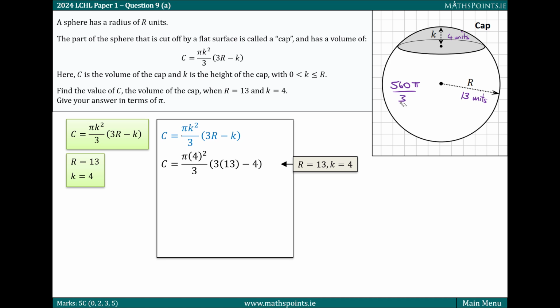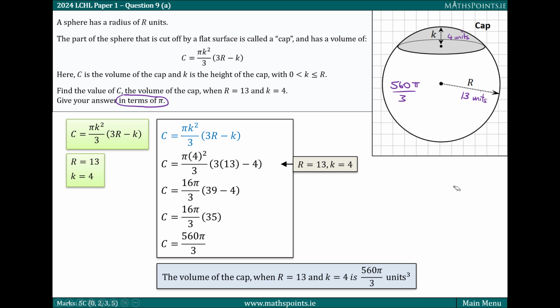But if you were to do a little bit of it manually, first 3 by 13 is 39, and then 39 minus 4 is 35, and 35 by 16 is 560. Make sure to leave the pi in the answer. Always go back and read the question again. This question says give your answer in terms of pi, as opposed to give your answer to a certain number of decimal places. So the volume of this cap, of vertical height 4, of a sphere of radius 13 is 560 pi over 3, and then units cubed.